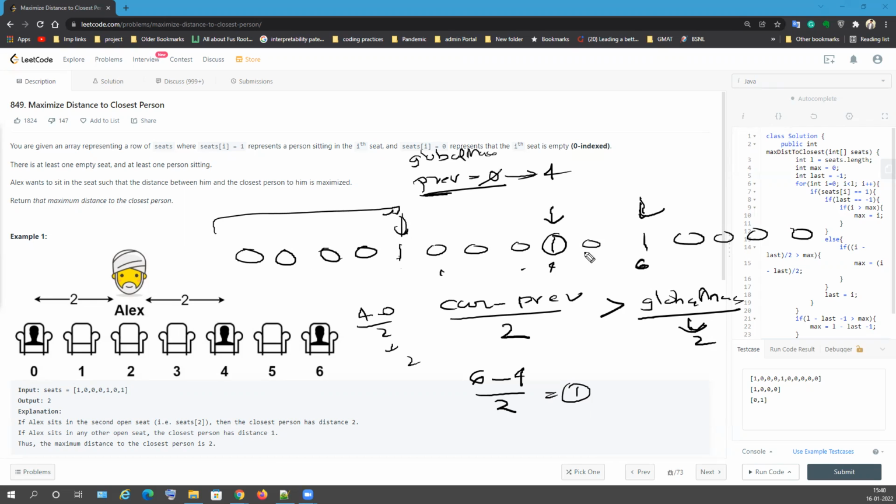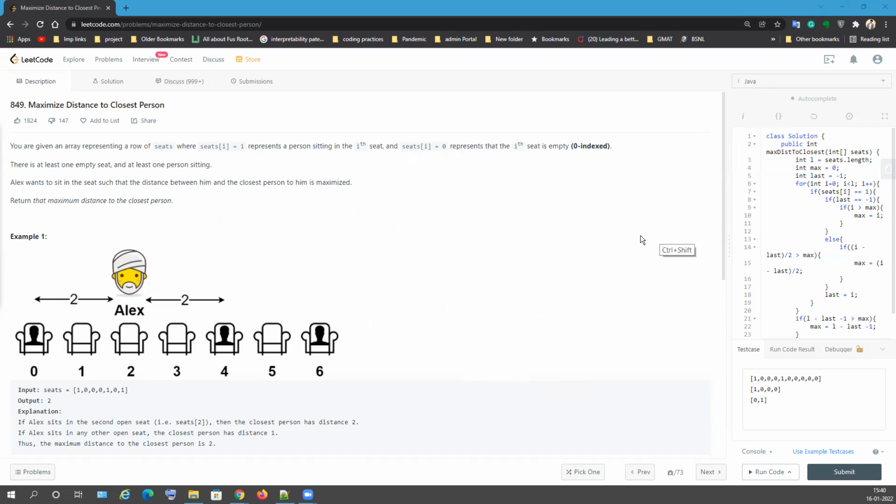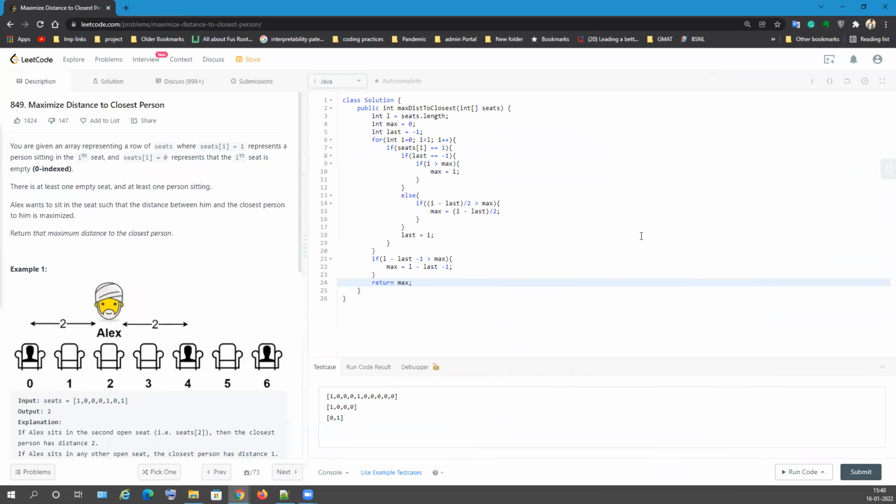And this is the solution for this particular problem. I will show you my solution just in brief, and I think you should code it yourself to understand it better. This is my solution. I maintained a maximum, which is the global maximum, and the previous one, which I just named last. I'm doing the same thing. If I find any seat which is 1, I'm checking two conditions. I initialized last to -1.